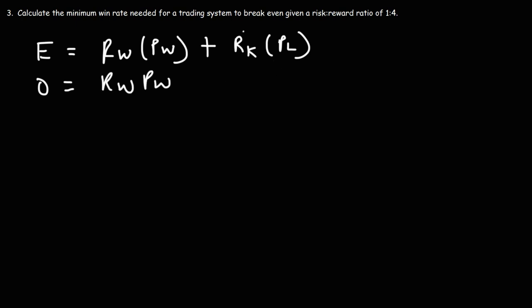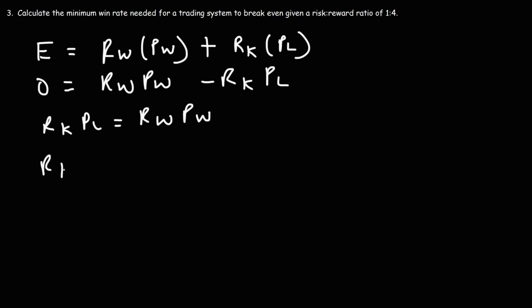Now, we could put a negative sign for RK because it's a negative value. Now, I'm going to move this to the other side. So we have RK times PL is equal to RW times PW. Now, what I'm going to do is replace the probability of losing with 1 minus the probability of winning. Because if there's a 40% chance of winning, there's a 60% chance of losing. 1 minus 0.4 is 0.6. So PL is 1 minus PW.